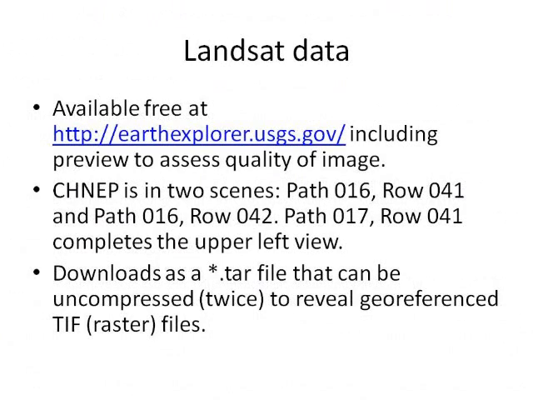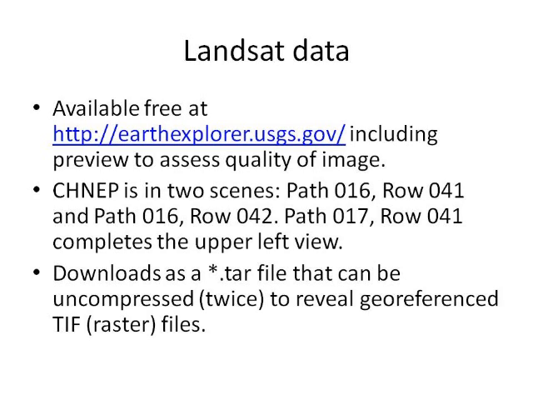Now, we've used Landsat data to look at this issue. It's available free at this website, and it includes a portion where you can look at the quality of the images that have been acquired, how much cloud cover there is and so forth. In the CHNEP, we have two scenes that make up our study area, Path 16 Row 41 and Path 16 Row 42. That means these images are taken during the same swath of the satellite passing our study area. We can also use Path 17 Row 41, which completes the upper left-hand view, basically the Tampa Bay area, but it's in a different time period than the ones taken in the CHNEP area.